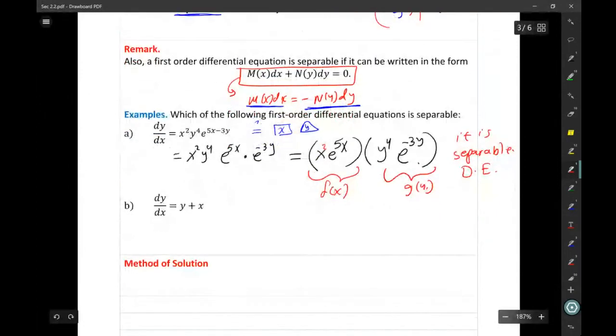Type. So this one is separable. Now let us see the next one. The next equation, dy by dx is equal y plus x. So this one, is it separable? This is not equal a function f of x times a function of y. So not separable.